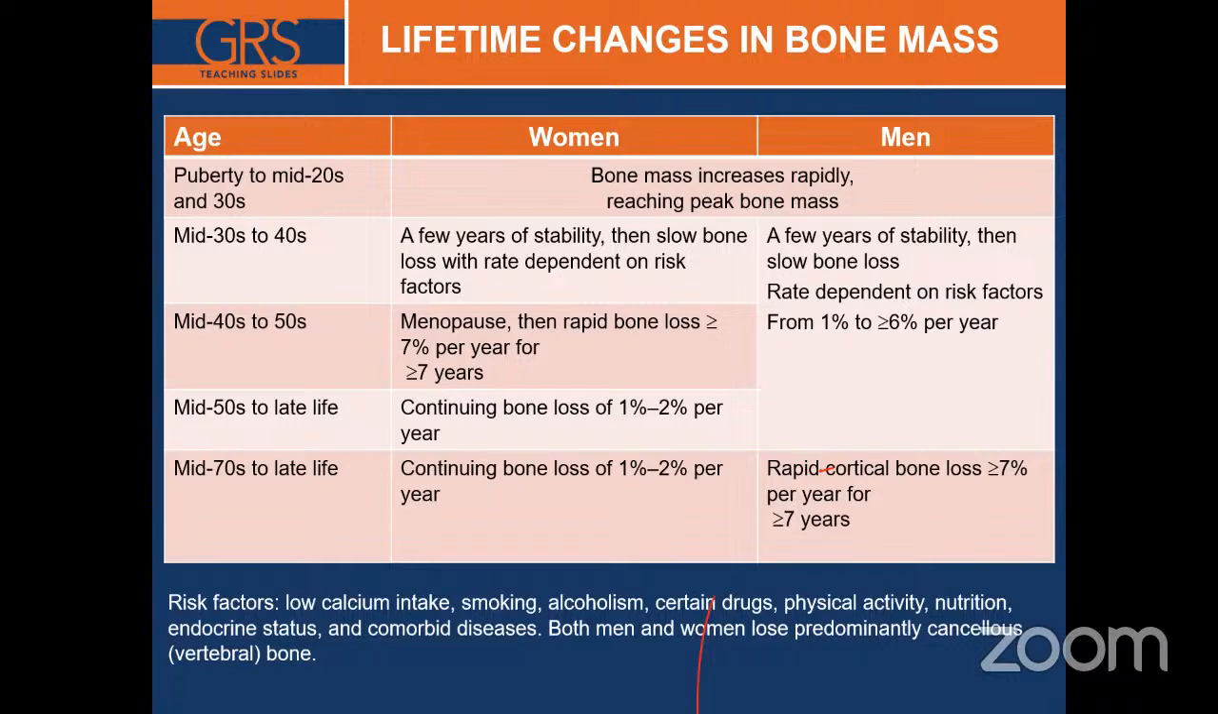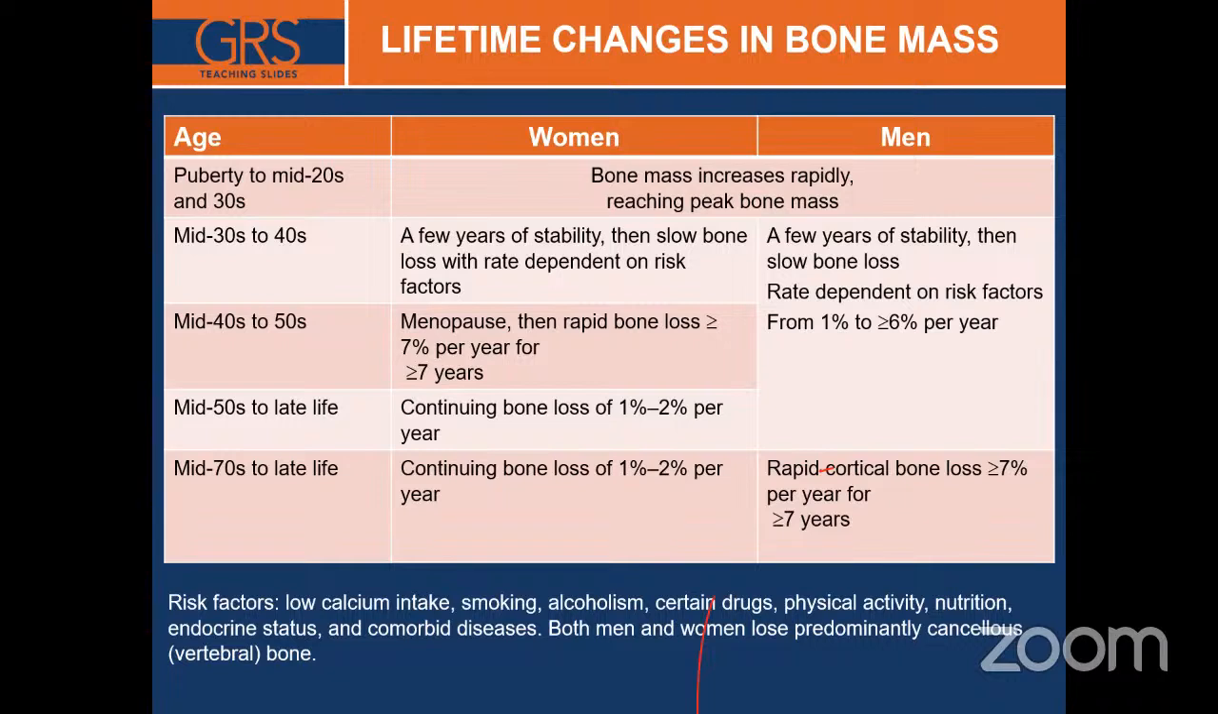Then in the mid-40s to 50s, with the age of menopause, there is a rapid bone loss of 7% or more per year for 7 years. And then from the mid-50s to late life, maybe the 70s, there is a continued bone loss, but at a lower rate of 1 to 2% per year.